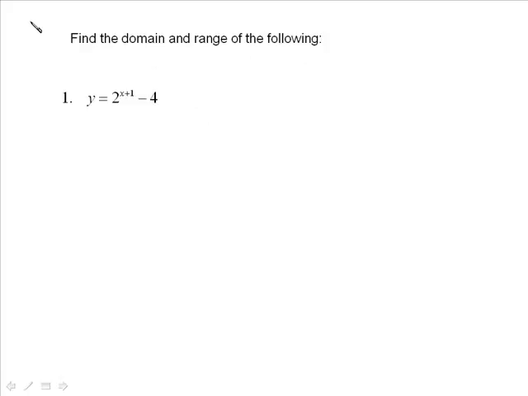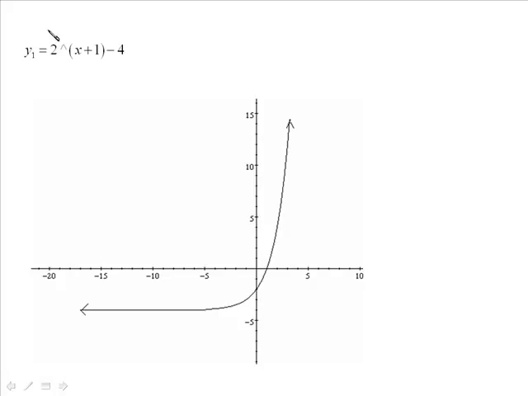Now, before we really launch into this question, I would remind you, or have you pay attention to the transformations of this graph. This started off as y is equal to 2 to the x, and it's been translated 1 unit to the left and 4 units down. Now, if you were to graph that on your calculator, make sure you put brackets around the x plus 1, and you'd get something like this.